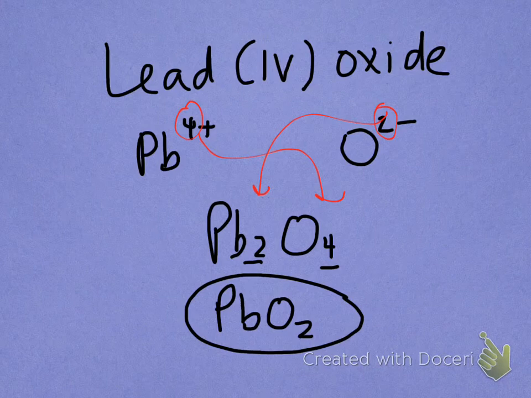Why do we simplify? Because ionic formulas are just a ratio of charges. So 2 to 4 is the same as saying 1 to 2. Just like 2 to 2 is the same as saying 1 to 1. 3 to 3 is the same as saying 1 to 1.